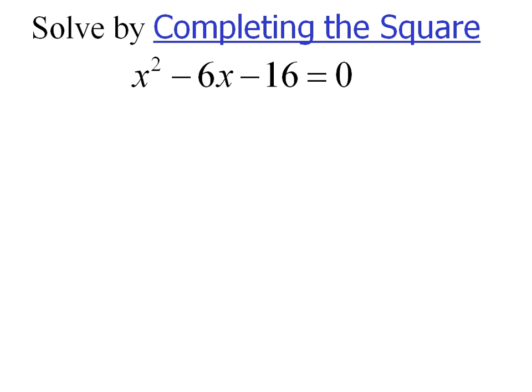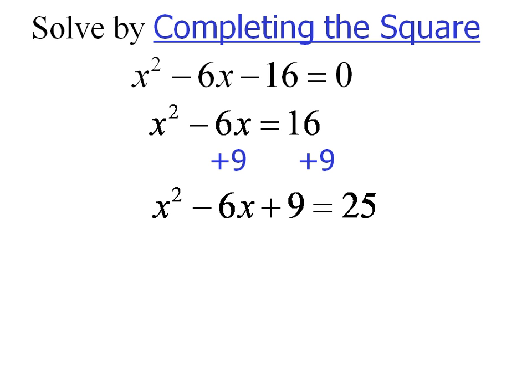All right, one more we're going to go through. I'm going to rifle through this one quickly. If you want to watch it again, check the wiki. Add 16, it's over on the other side. Take that negative 6, cut it in half. Half of 6, square it is 9. Add it to both sides. Now we got something on the left that can factor. It's a perfect square trinomial. Half of 6, yep, negative 3 because it's a negative 6x.